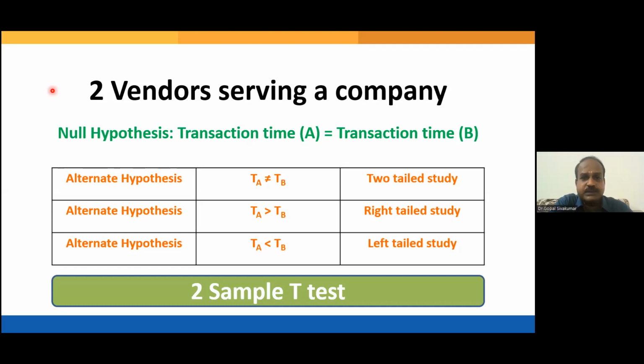What's the difference? 0.02 minutes. With such a small value, are you very sure vendor B is worse? Are you very sure to make that call? When the difference is very small, it becomes a challenging job for you.